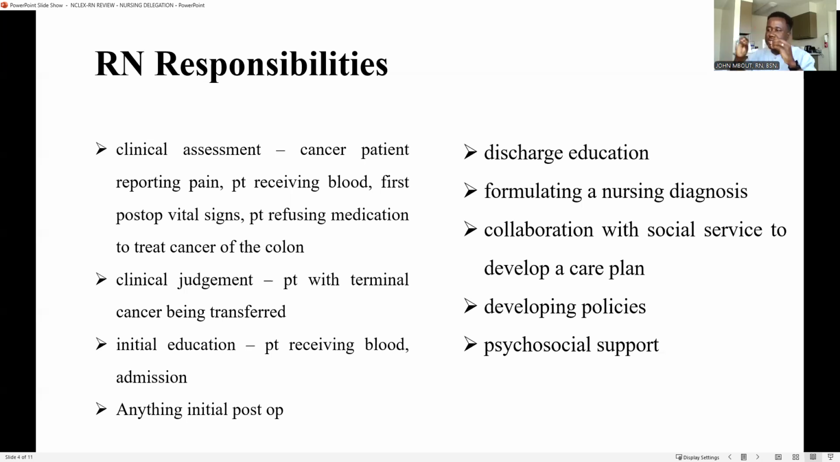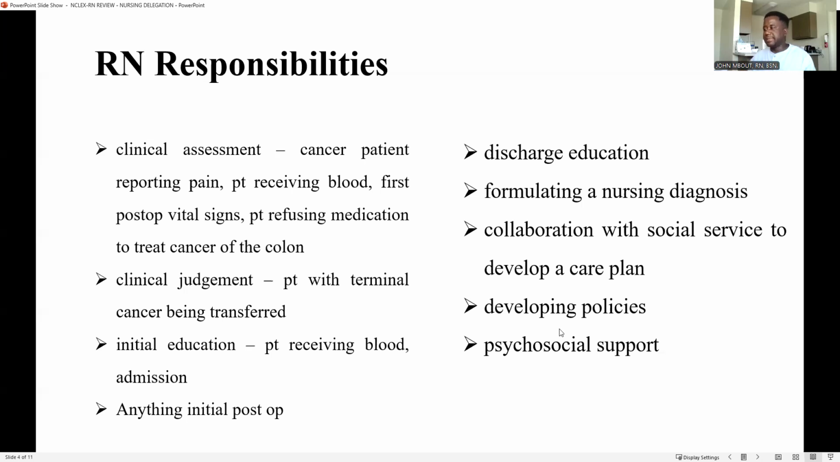You understand this. Initial education, a patient receiving blood, admission, anything initial: post-op vital signs, post-op ambulation, post-op feeding. You don't delegate. You, the nurse, take responsibility for this. Discharge education, formulating a nursing care plan, it is your responsibility. Collaborating with social service to develop a care plan, developing policies, and psychological support are the responsibilities of a registered nurse. You don't delegate this.